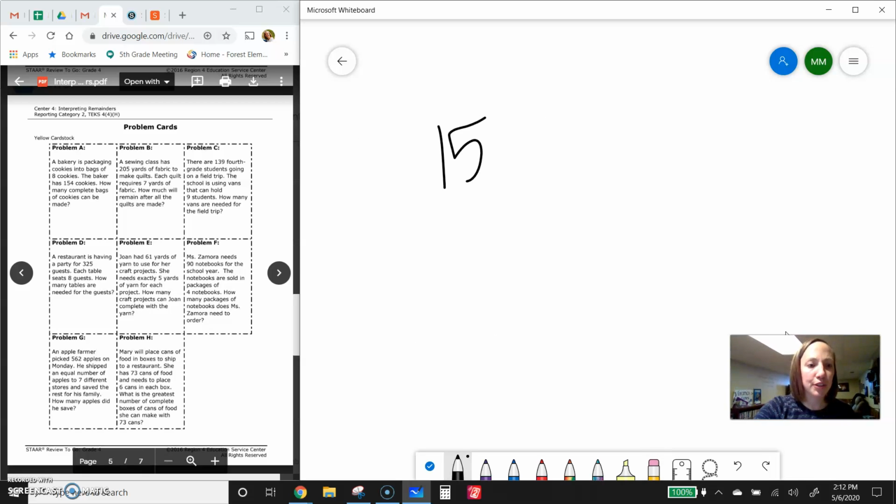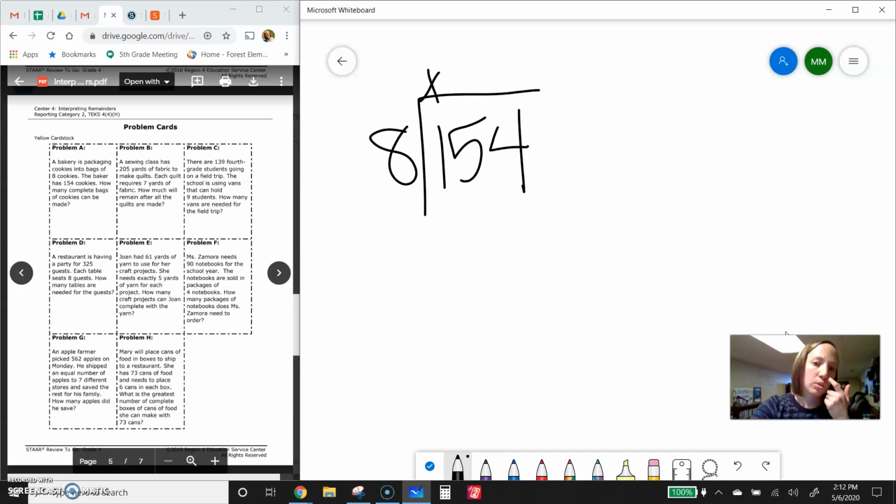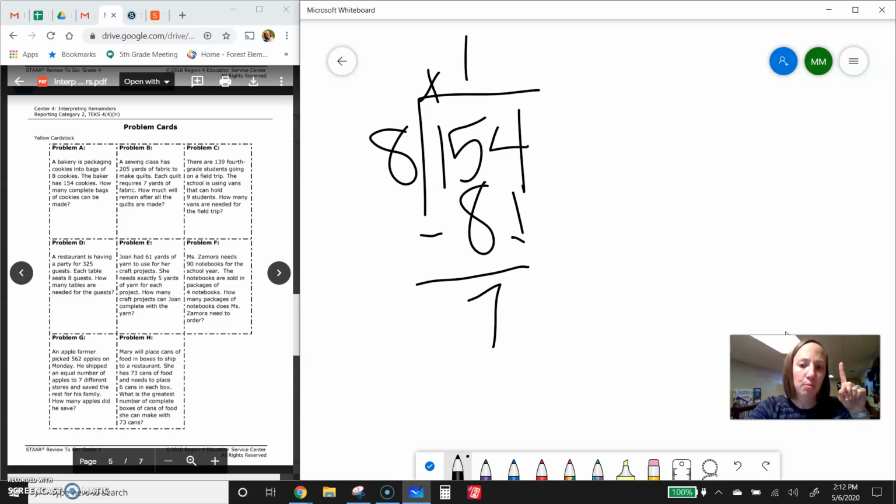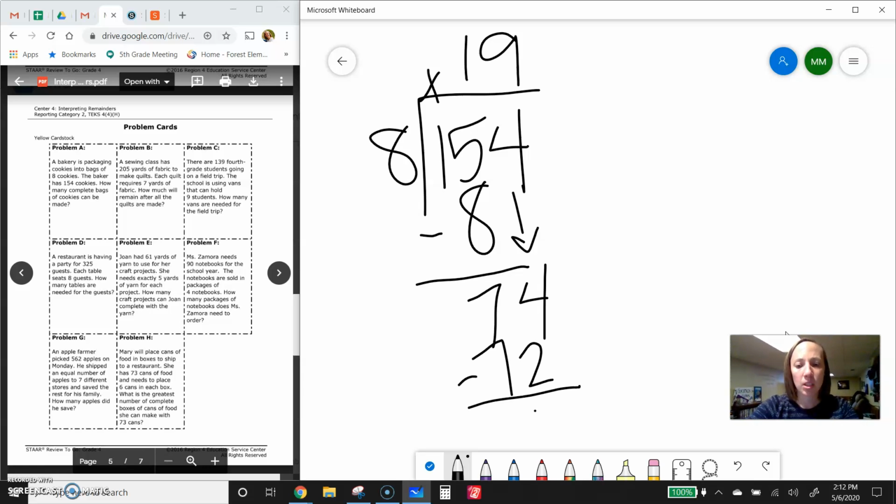So if I do 154 divided by 8, it doesn't go into 1, it goes into 15. Well, 16 is 2, so that's too big, so just 1 time. 1 times 8 is 8. Subtract, I get 7. Bring down the 4. If I were looking on a multiplication chart, how many times does 8 go into 74? Maybe you know your facts. I know that 8 times 9 is 72, which is very close. Okay, so 19 remainder 2.